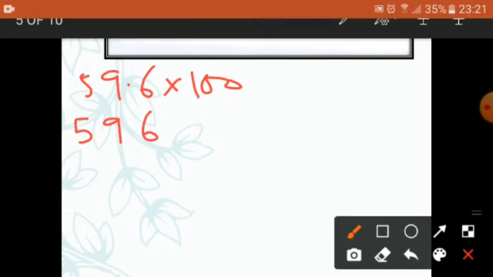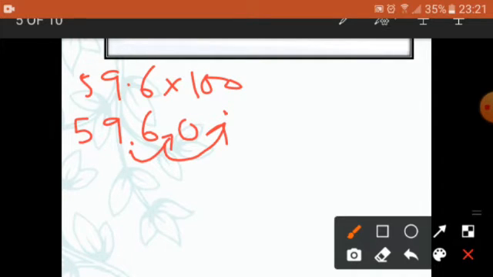I hope you understand how to multiply with 10. Now the same number we are going to multiply with 100, 59.6 times 100. So how many decimal places do we have to move towards the right? One decimal place, then 2 decimal places. Now see, I don't have any digit for the second decimal place. So what we can do over here, we can use a 0, and the decimal point will go over there.